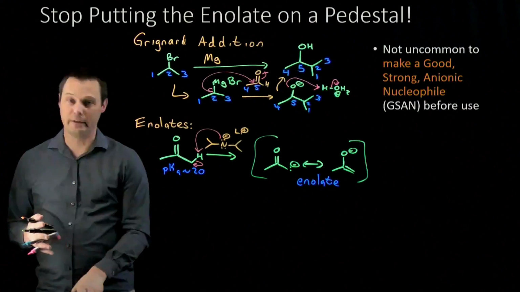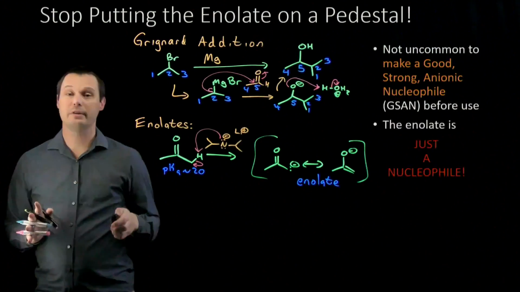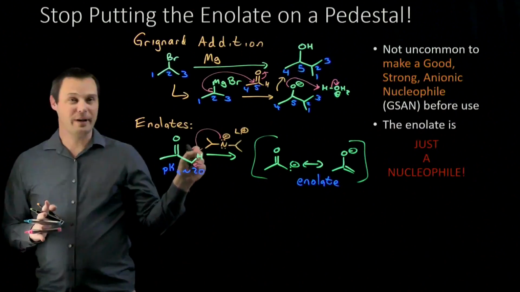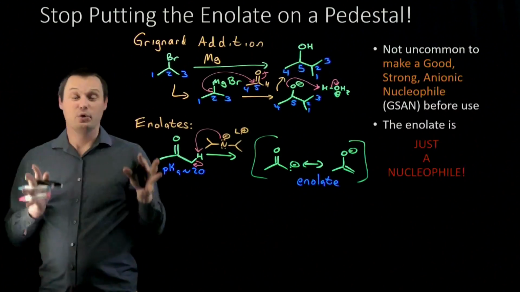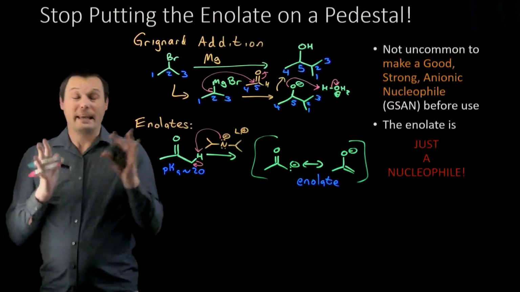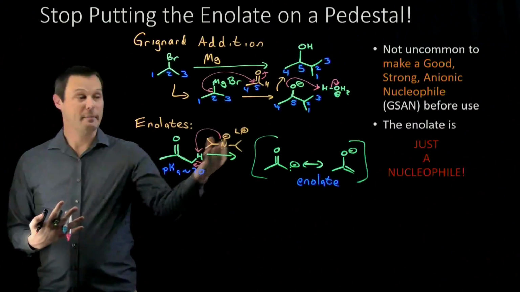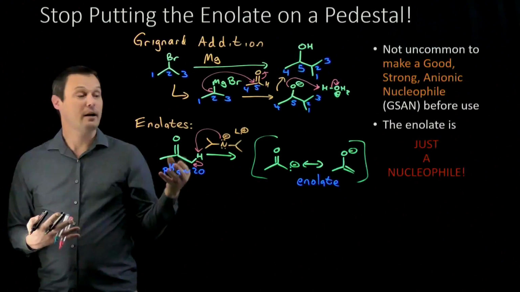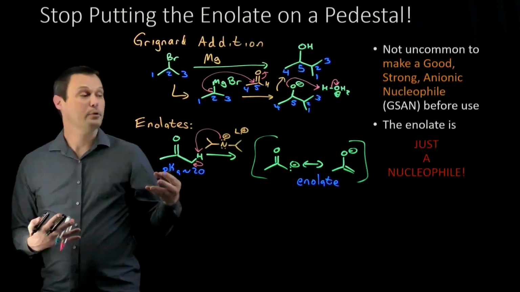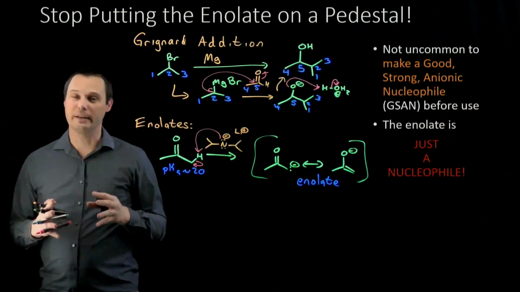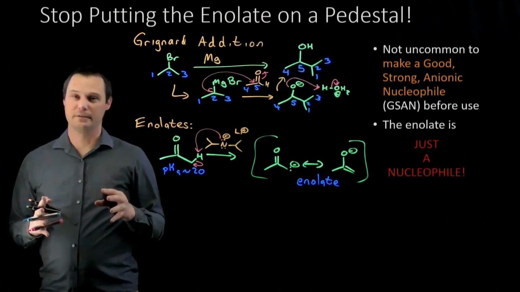Now we're doing it with enolates. Here is the big point of this video. Listen carefully. Enolates, friends, are just nucleophiles. That's all they are. Enolates are just nucleophiles. There's nothing special about them. There's nothing unusual about them. We make them the same way we made the alkoxide and the alkyne anion, by deprotonating an acidic proton to make a nucleophile. Enolates are just nucleophiles.